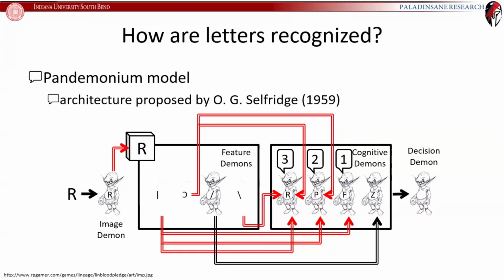So we have 3 feature demons talking to R, 2 feature demons talking to P, 1 feature demon talking to F, no feature demons talking to Z. And the decision demon is looking in on this. And he said, oh, okay, 3 feature demons called the R cognitive demon, only 2 called the P cognitive demon, only 1 called the F cognitive demon, nobody called the Z cognitive demon. You know what must be on that screen? It's got to be an R. And that is how the pandemonium model explains letter recognition.